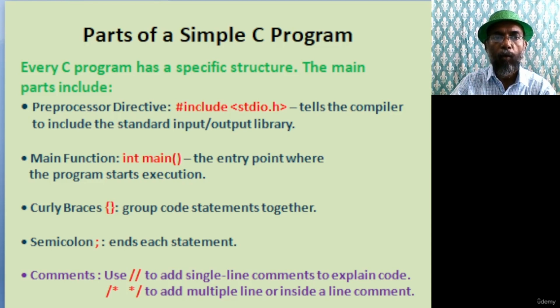Next is the semicolon. These are like full stops in English. They end each command or instruction. Last one is comments. These are notes to help humans, not computers. Use double slash for single line notes. Use slash asterisk, and asterisk slash for longer comments or explanation inside code.